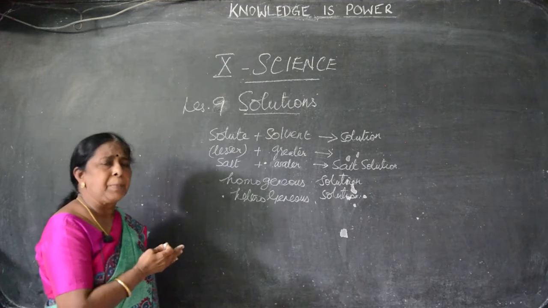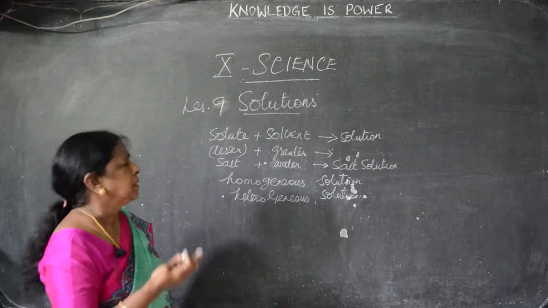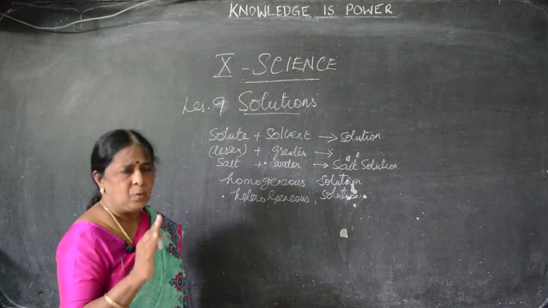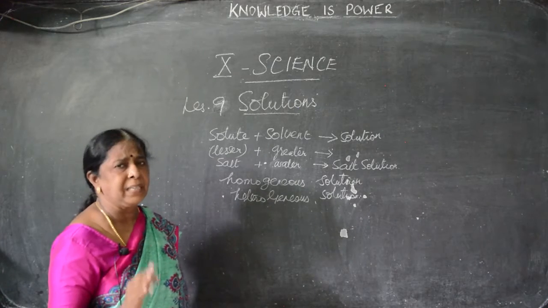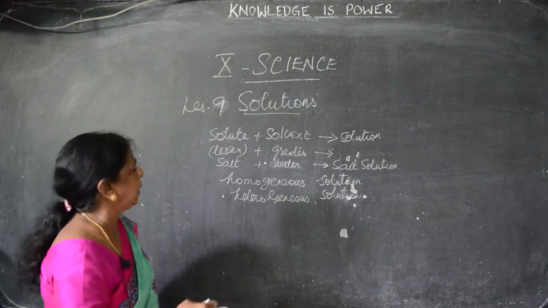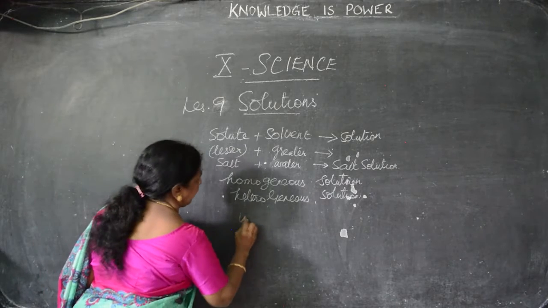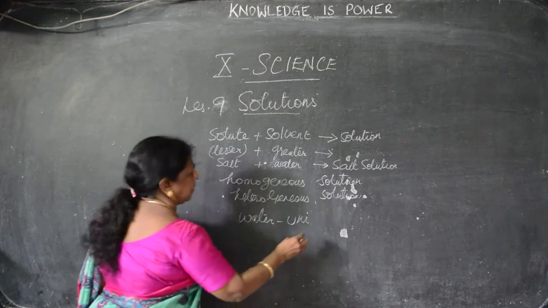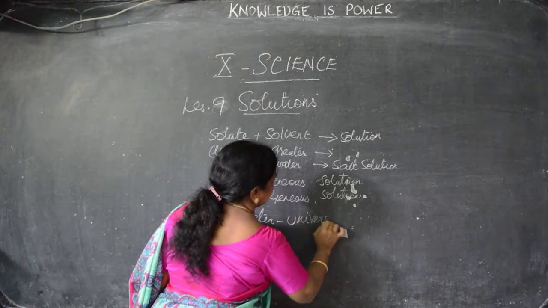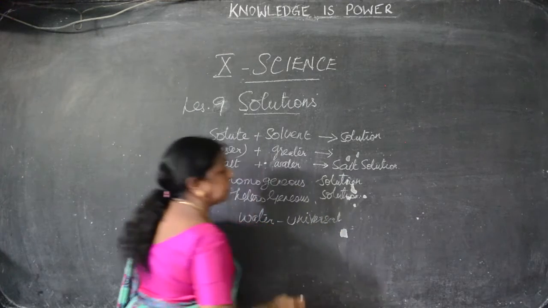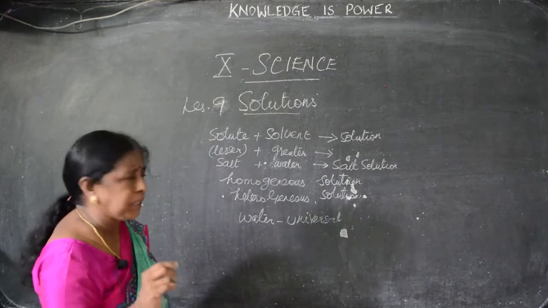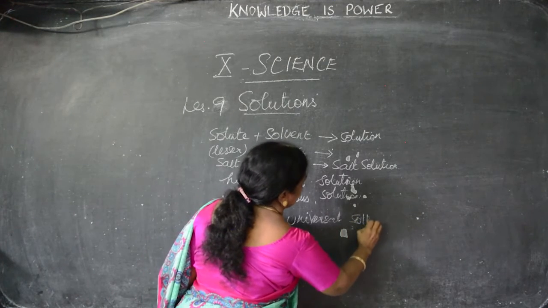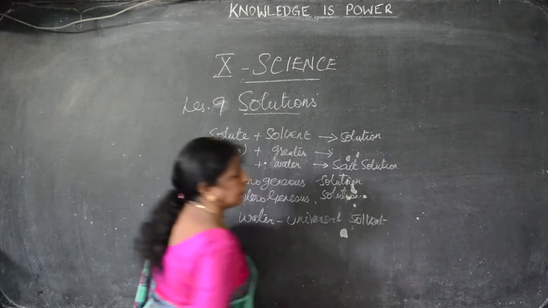The solute may be solid, liquid or gas. The solvent is mostly water, or else carbon disulfide or ether. Water is known as a polar solvent. What is water? It is the universal solvent. Universal means that almost all things dissolve in water. So water has the capacity to dissolve everything, and it is known as the universal solvent. Water is the universal solvent. Clear?